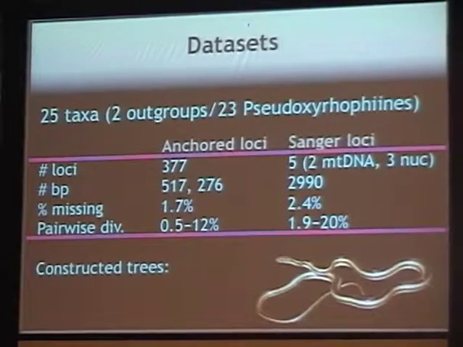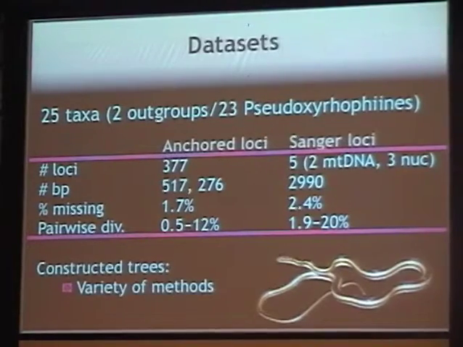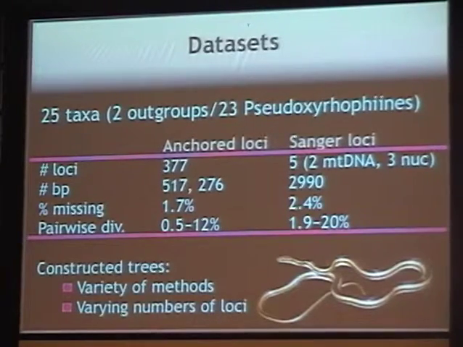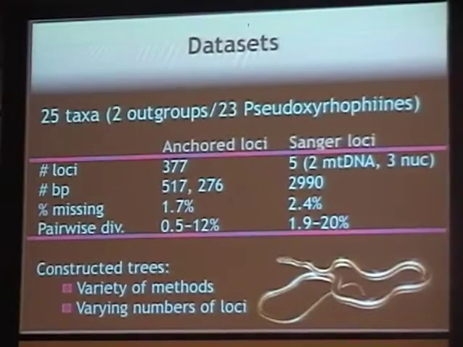So we've got all this data, we've got comparable data, the same taxa for both groups, and what I want to do is compare, using a variety of methods and varying numbers of loci, what kind of trees do we get? If we start making species trees for these, what kind of trees do you get? What kind of data do you need to answer a question here?